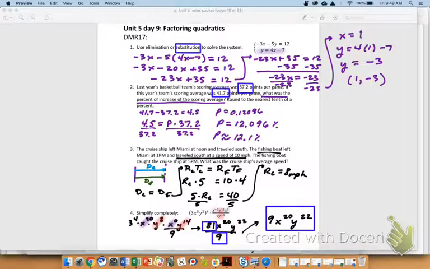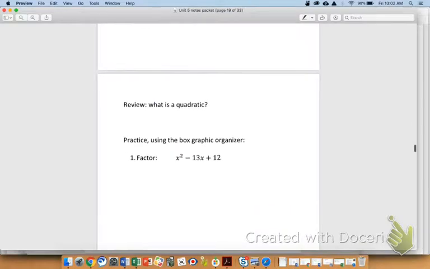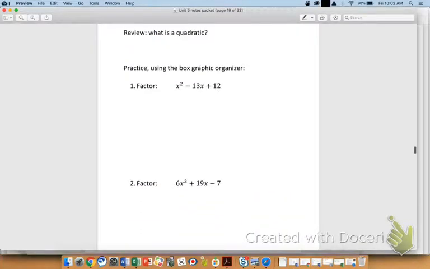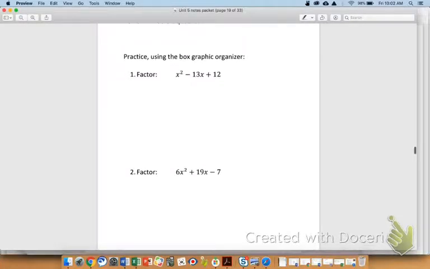Okay, so then the practice that I want to do with you guys today is on quadratics. And so there are the first two examples. This is like what we did the other day. This is just basically some practice. So there's numbers 1 and 2. So if you don't have your notes with you, you might want to write these down.